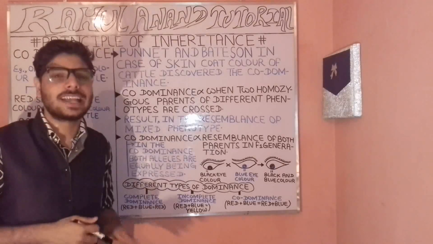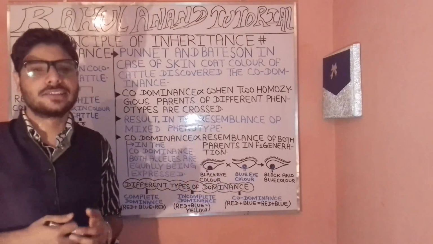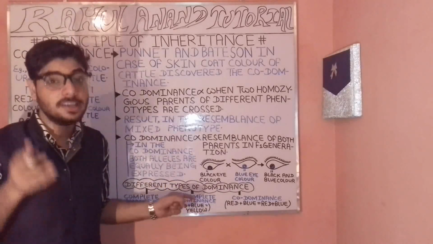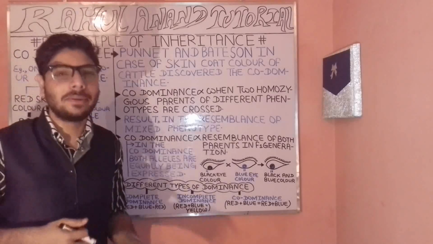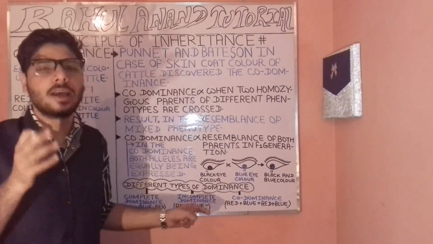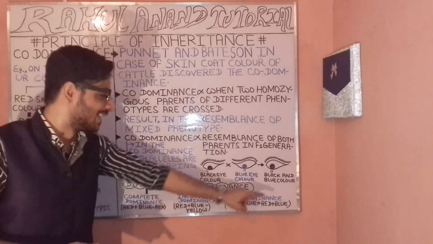Fine. So suppose that here we have eye colors, such as the black eye color and the blue eye color. But when we are talking about these in terms of codominancy, what will be happening? We will have the resemblance of both, the black eye color as well as the blue eye color. You could find this here on the board.